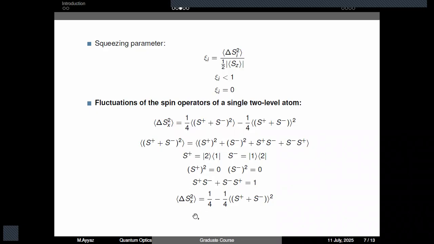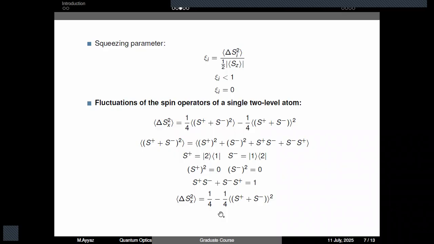So we can see that if we have a non-vanishing dipole moment for a two-level atom, we can have fluctuations below the standard quantum limit for this spin x component in a two-level atom.